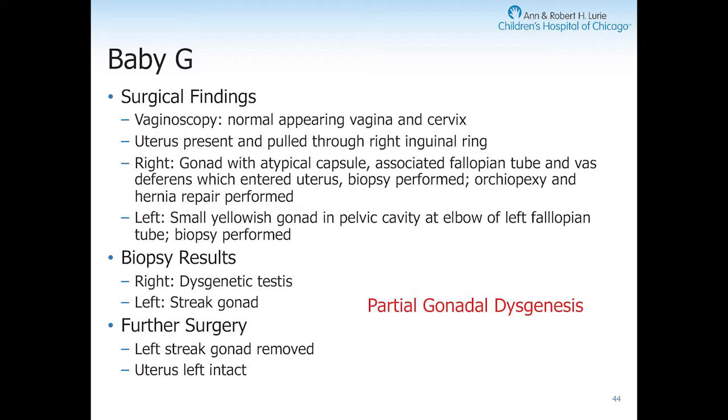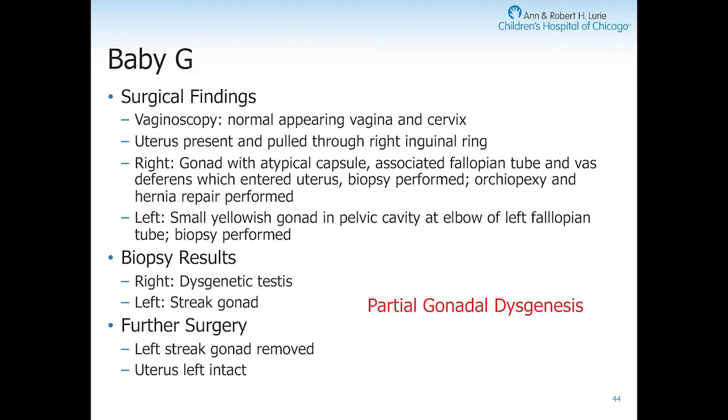They completely brought it down. It was sort of in the middle. And then on the left, they saw a small yellowish gonad that looked abnormal. There was also a fallopian tube on that side, and they did a biopsy. So what they found on the right was that structure that you could see descended in the scrotum later.